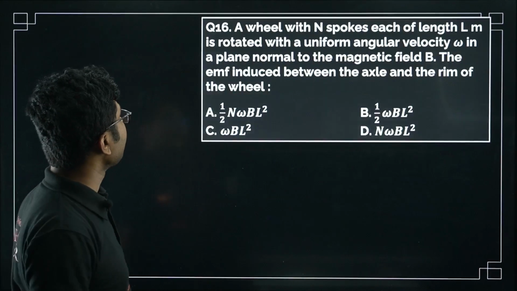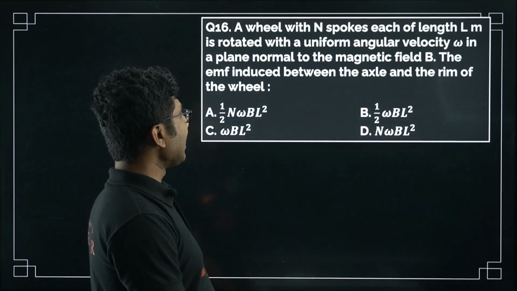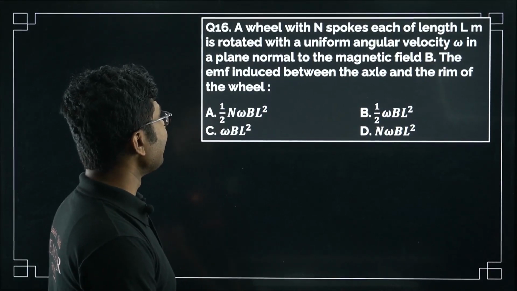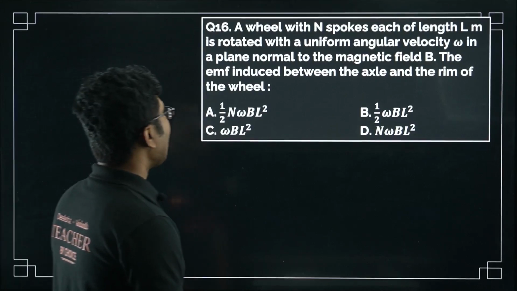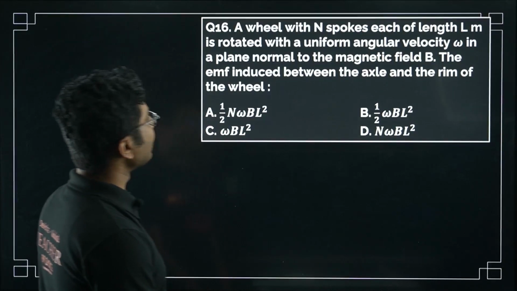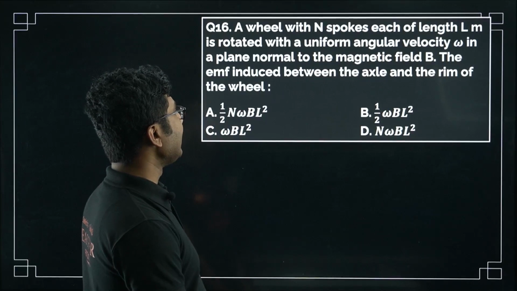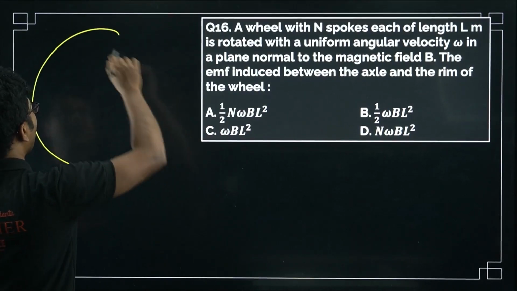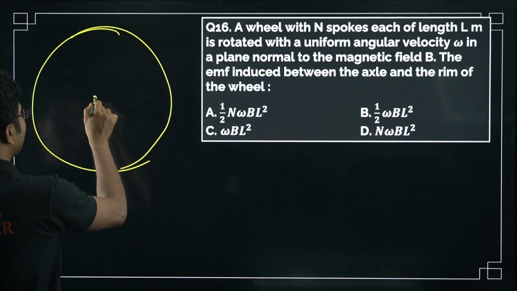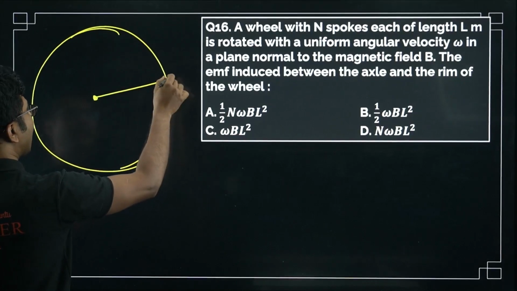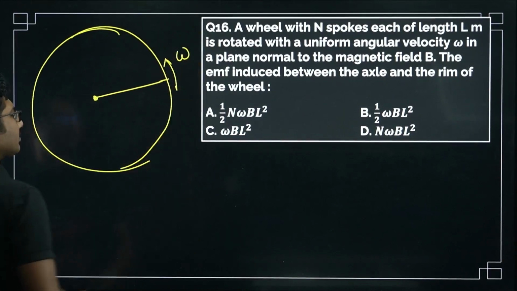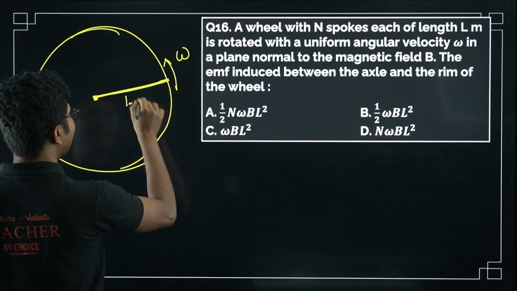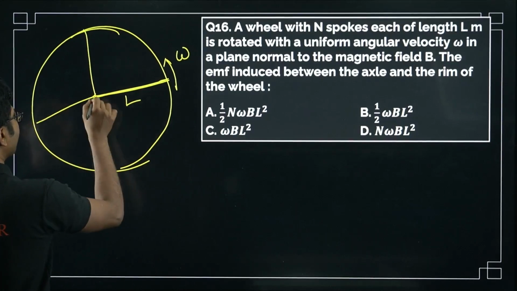Okay, next question. A wheel with n number of spokes, each of length L meter, is rotated with a uniform angular velocity omega in a plane normal to the magnetic field B. The EMF induced between the axle and the rim of the wheel. So here we have a wheel. Basically it is rotating with the angular speed omega, and the length of the spoke is L, and there are capital N number of spokes.